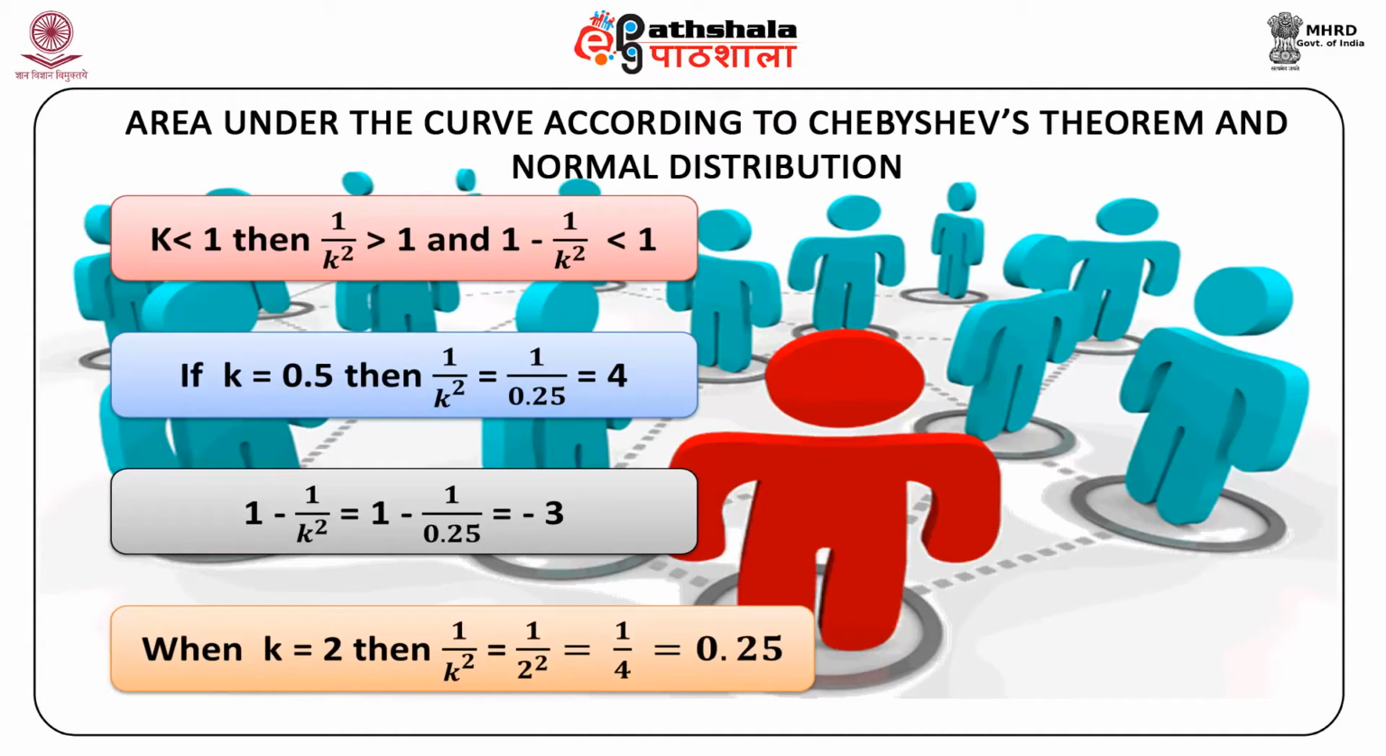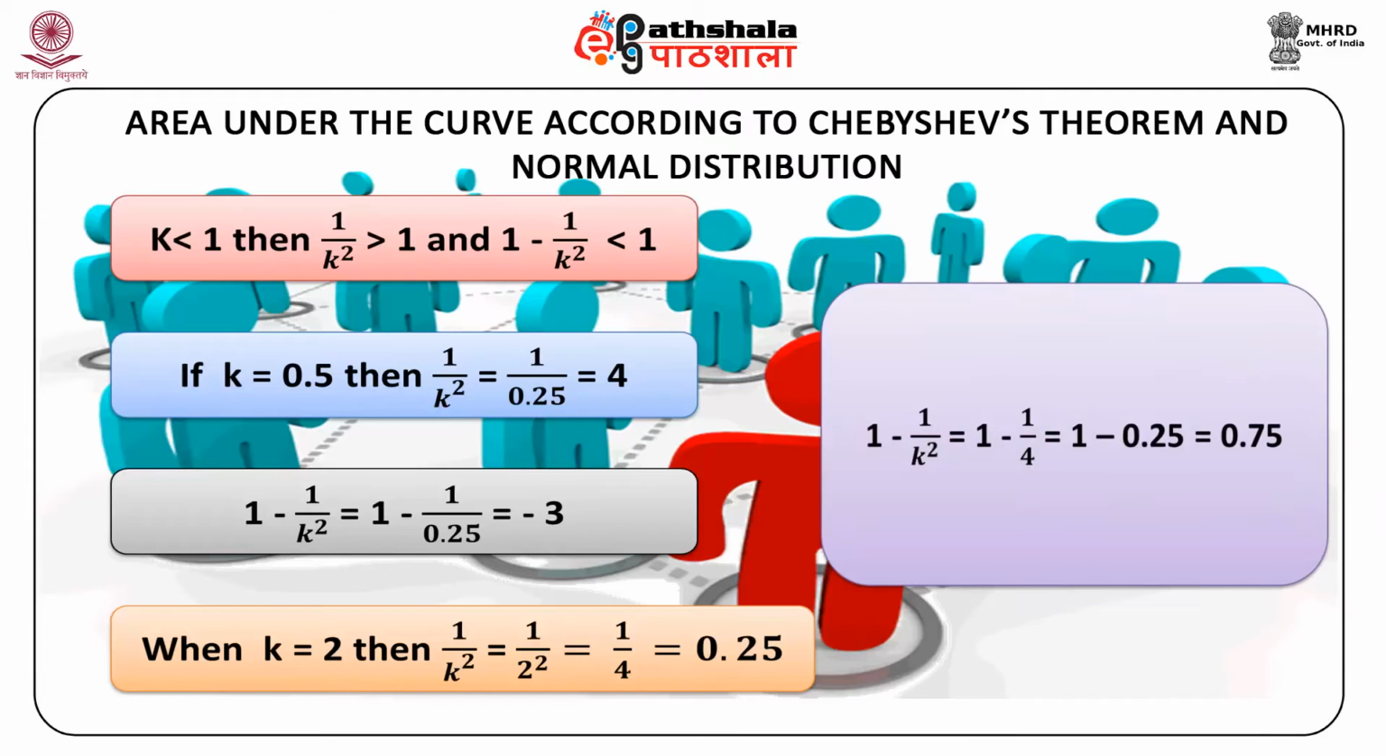When k is equal to 2, then 1 upon k square is equal to 1 upon 2 square is equal to 1 upon 4 is equal to 0.25 and 1 minus 1 upon k square is equal to 1 minus 0.25 is equal to 0.75. Since we know that probability of occurrence of any event ranges from 0 to 1, therefore the Chebyshev inequality theorem is applicable only when k is greater than 1 and is trivial for values of k less than 1.